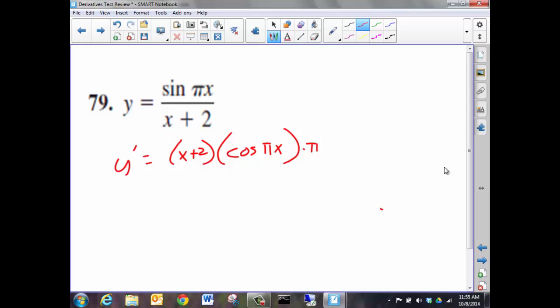Times pi. Pi is a number. It's not as pretty as 2 and 3, but it's still a number. So don't discriminate against it just because it's not pretty. You still have to take the derivative of pi x. The derivative of pi x is pi. Low d high minus high d low over low squared.